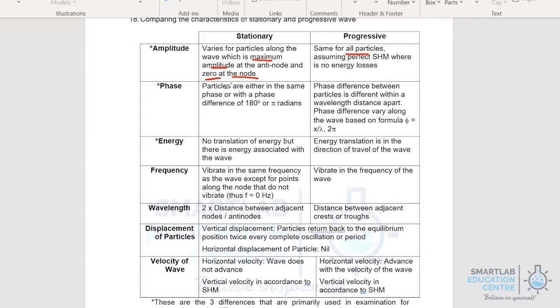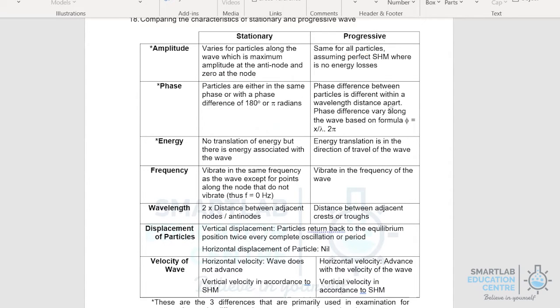Next, we look at phase difference. All the particles between the nodes will have the same phase, because you can see they start off at the red line and they all move downwards towards the blue, then the light blue, then the brown, then the yellow, and they all move in the same direction. So the particles are in the same phase between the nodes. At the adjacent segment, while the particles in this segment are moving downwards, the particles in the adjacent segment are all moving upwards. The particles in these segments will have a phase difference of 180 degrees or pi radians.